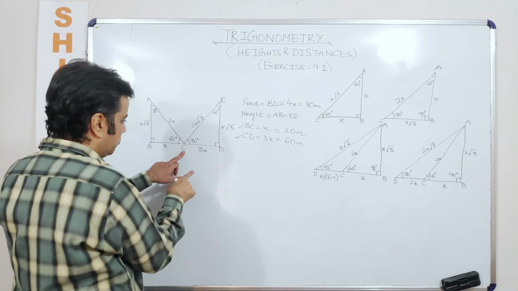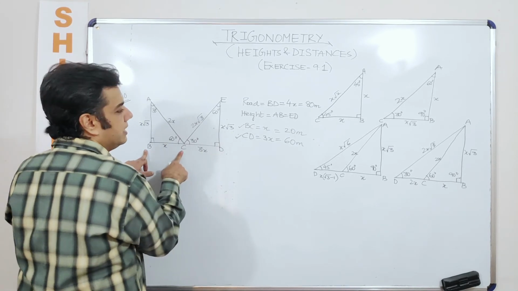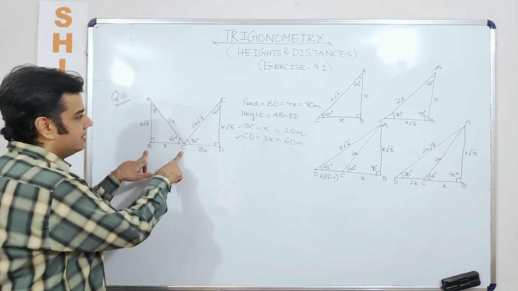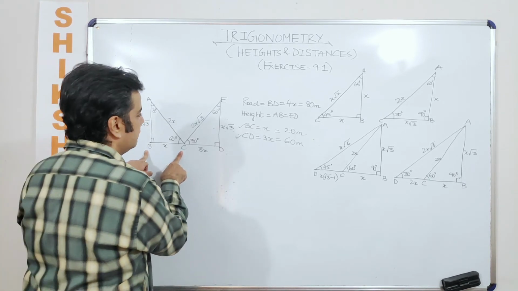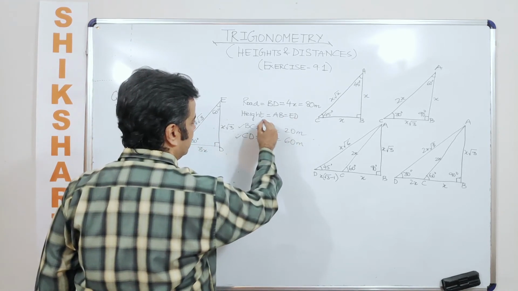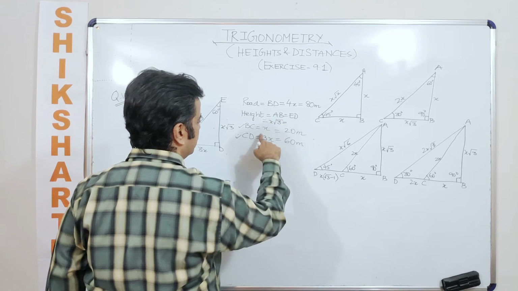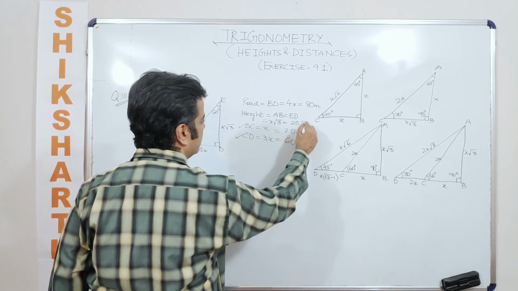One of the pieces of information is that this point is 60 meters from this pole, and this point is 20 meters from this pole. At the same time, they are talking about the height of the pole as well. So the height of the pole is nothing but AB, which is equal to ED, which is x root 3. Now substituting the value of x as 20, we get 20 root 3 meters.